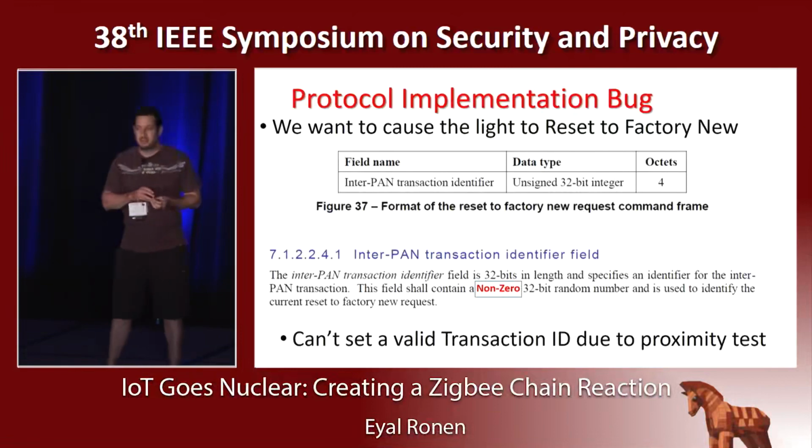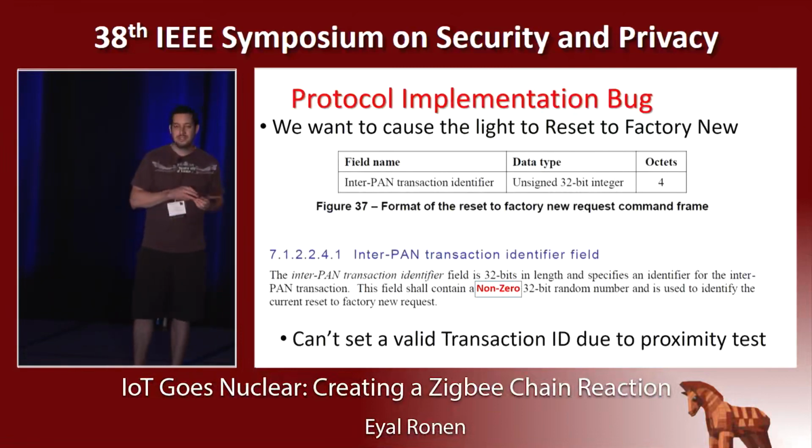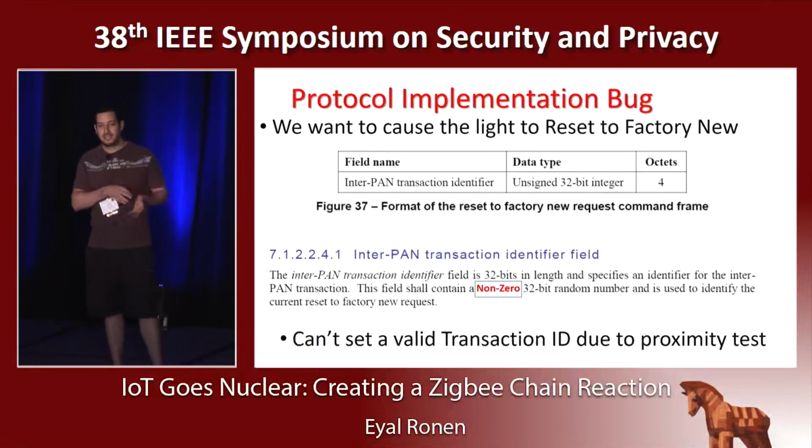So we looked at the implementation, and basically what we saw is that the lamp has a struct in which it saves the transaction ID from the first message, and then on the next message received, it simply checks if this new transaction ID matches the one that it stores in memory.